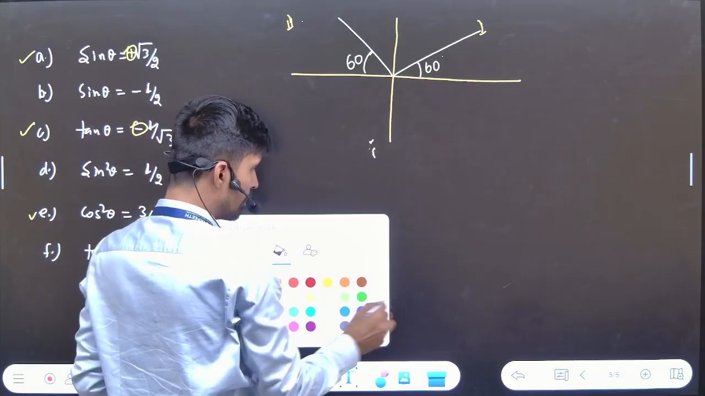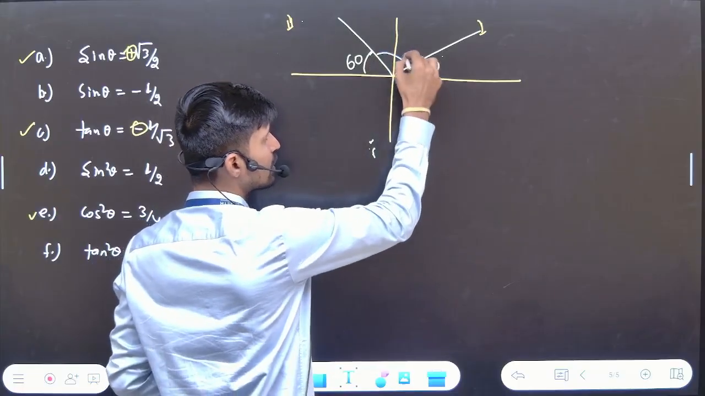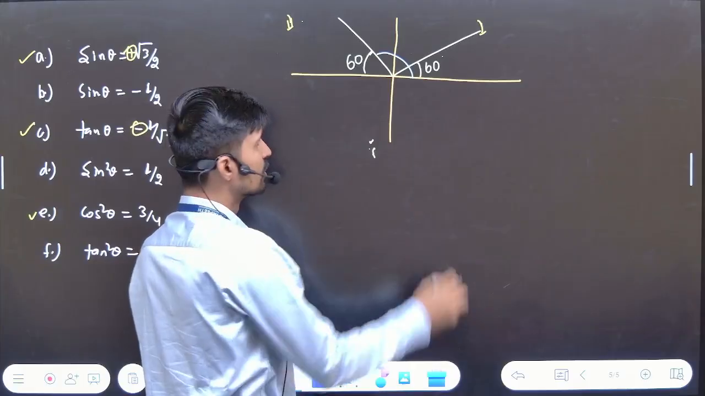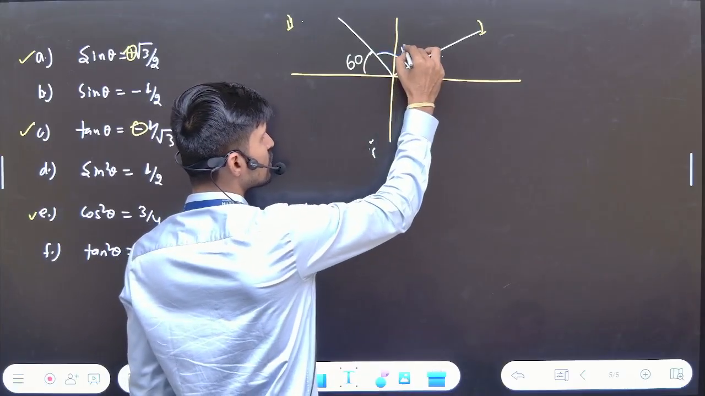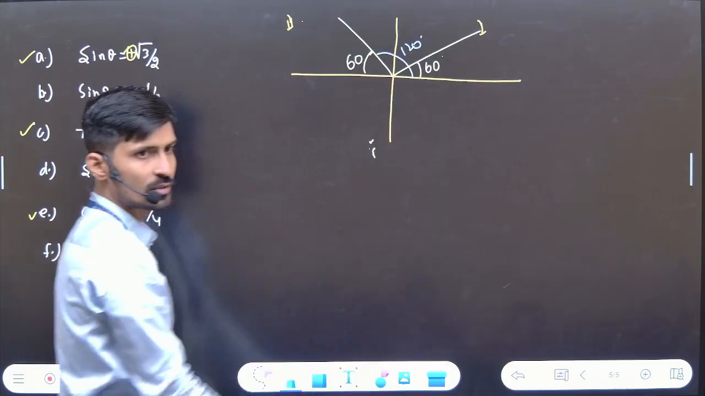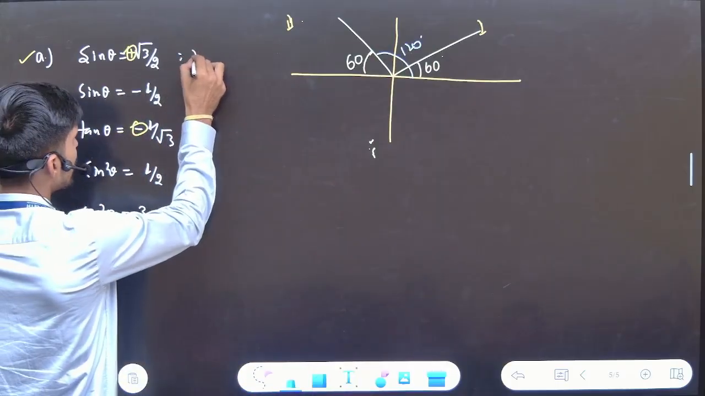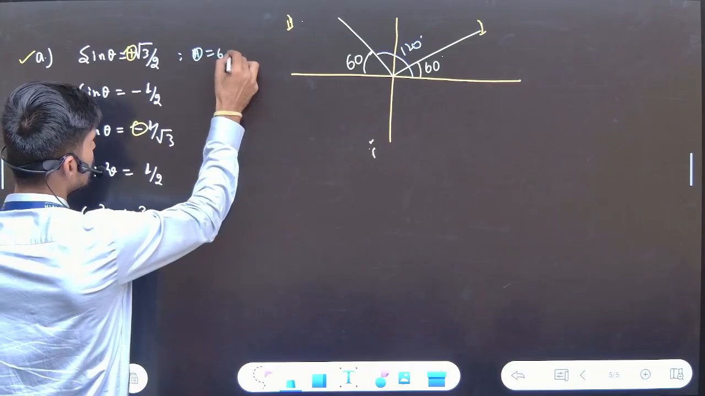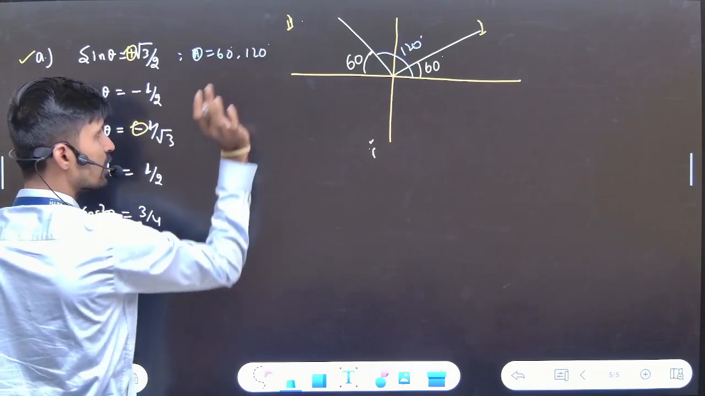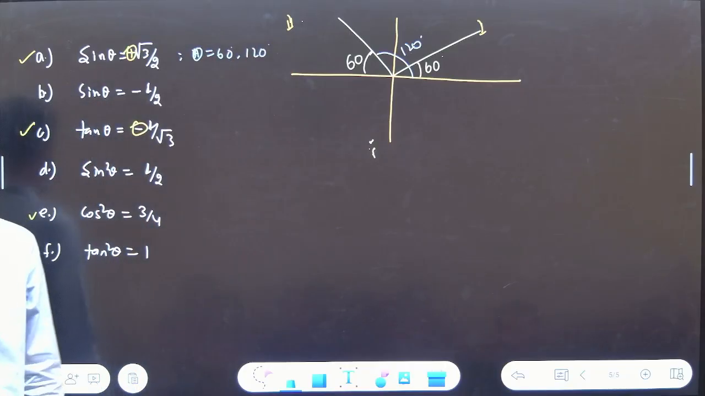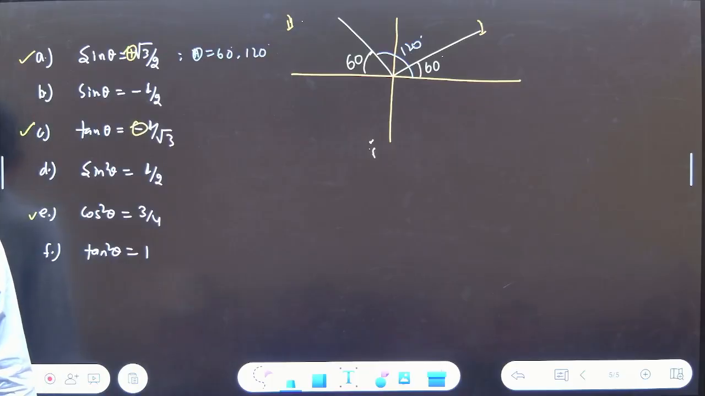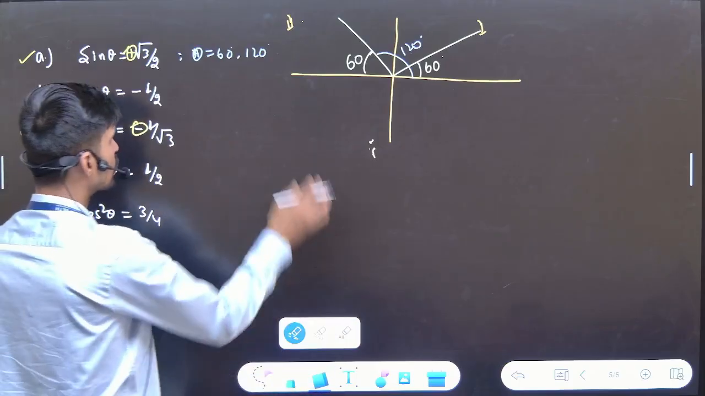And now measure the angle of this line with the positive x-axis. So the total is 180, this is 60, so this will be 120. So the second angle is 120. The answer will be theta equals 60 degree and 120 degree, that's all. Okay, but wait. So you understood this.